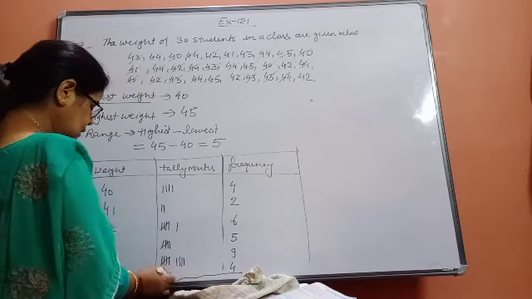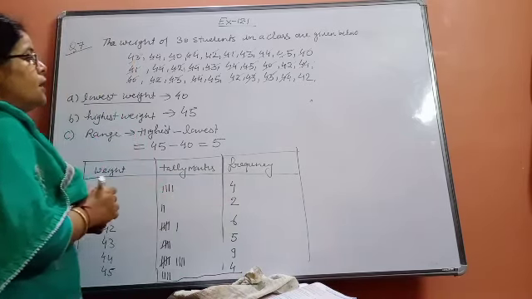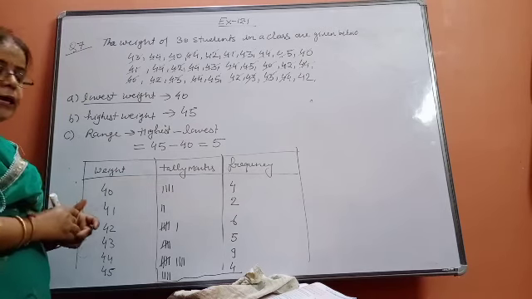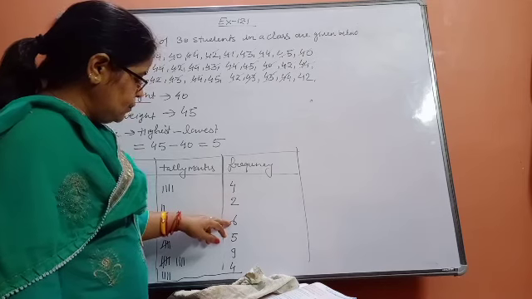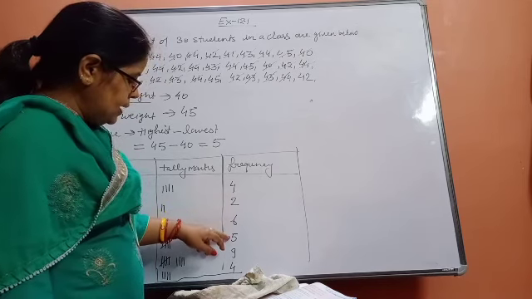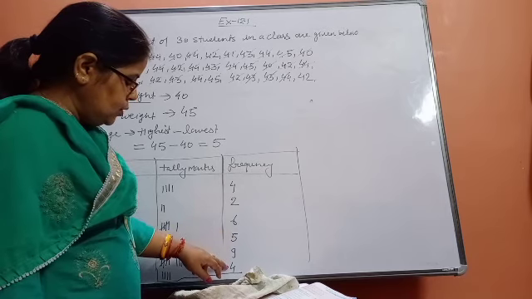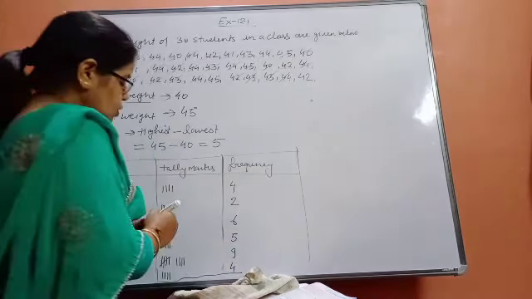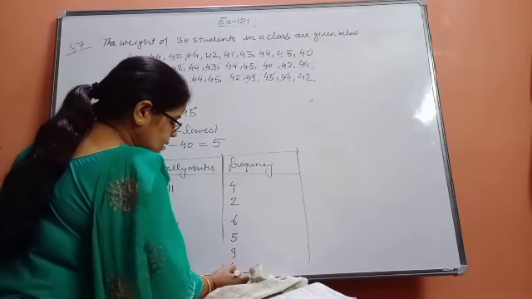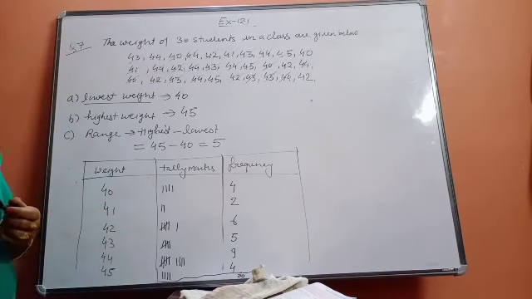So see that the sum of frequencies. If the sum of frequencies is coming equal to 30, it means your question is correct. Now see that 4 plus 2, 6, 6 plus 6, 12, 12 plus 5, 17, 17 plus 4, 21, 21 plus 9, 30. So it means your answer is correct. So at the last I am writing 30. So in this way your answer is correct, and in this way you have to do these kinds of questions.